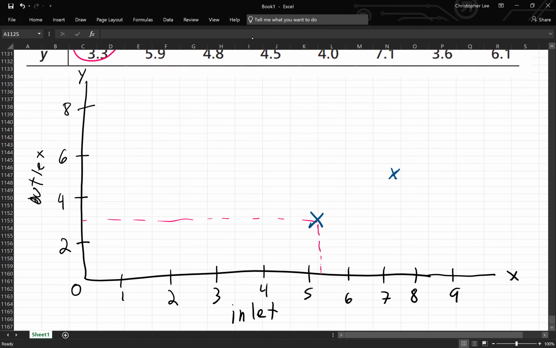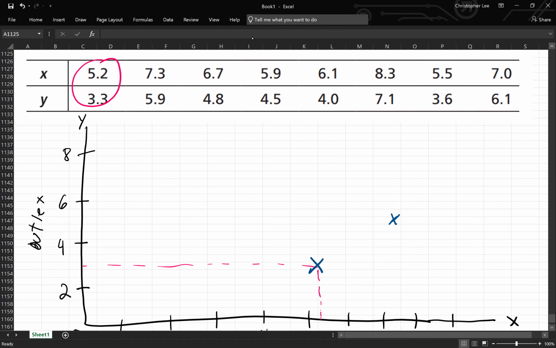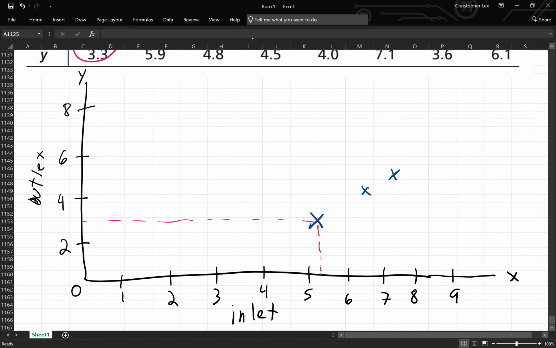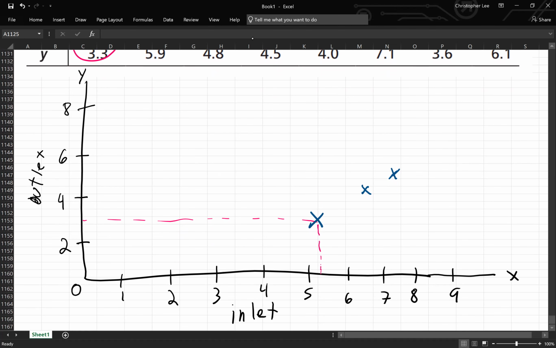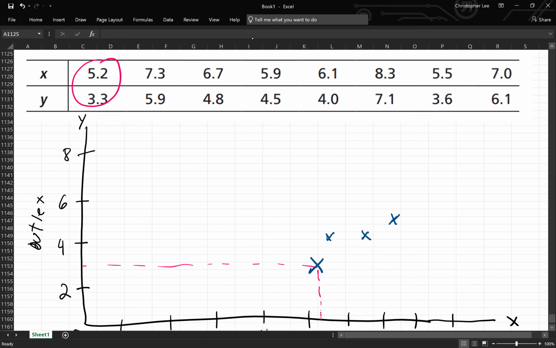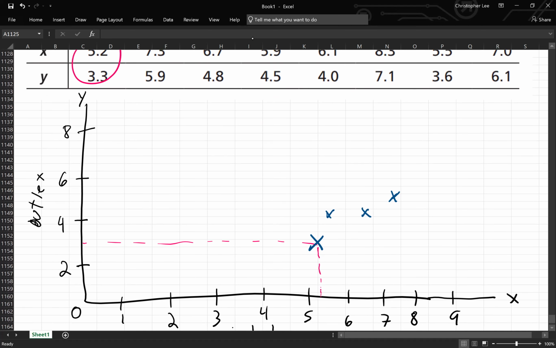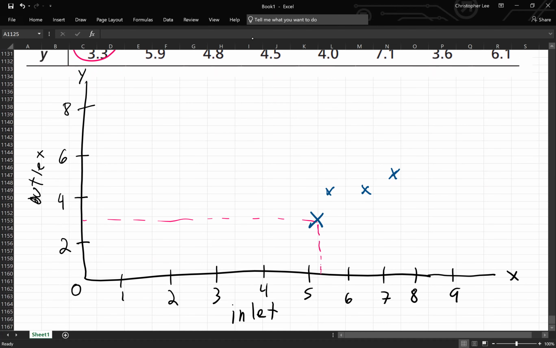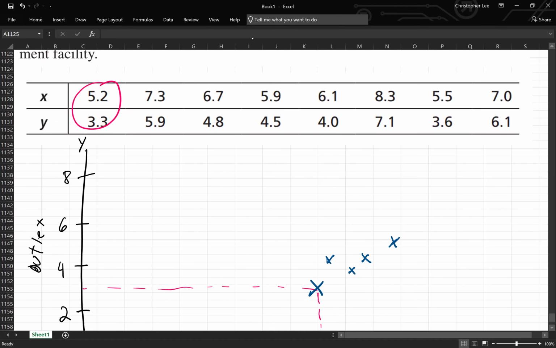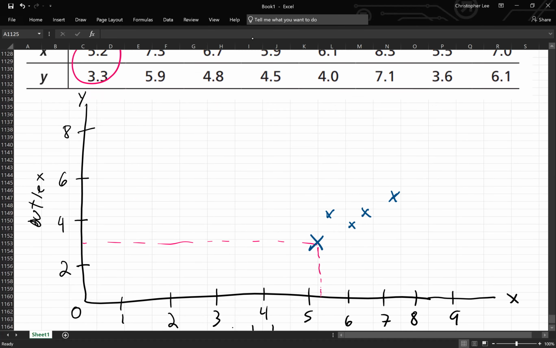All right, 6.7 and 4.8. So I'm going to go 6.7 and then 4.8. I believe that's somewhere like here. And I have 5.9, 4.5, which I believe is like here. 6.1, 4.0, I feel like that's like here. And then I have 8.3, 7.1, I feel like is like here.